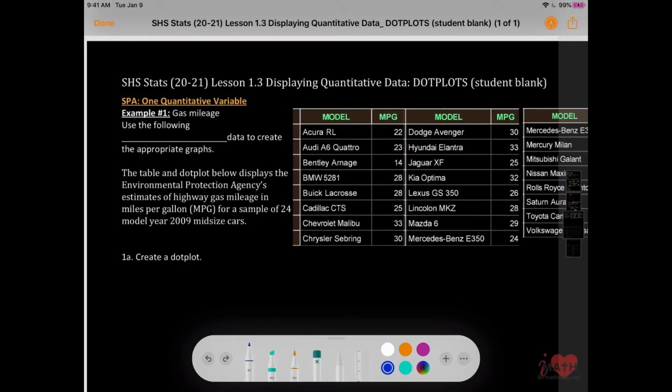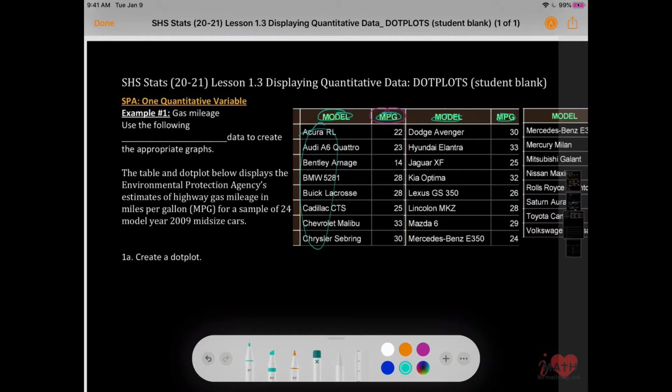All right, if you go down to the next page, here's our first example. I've given you gas mileage. How many miles can you go on 1 gallon? That's what it means to be miles per gallon. What did they give us? Here are the individuals. Those are the categories.